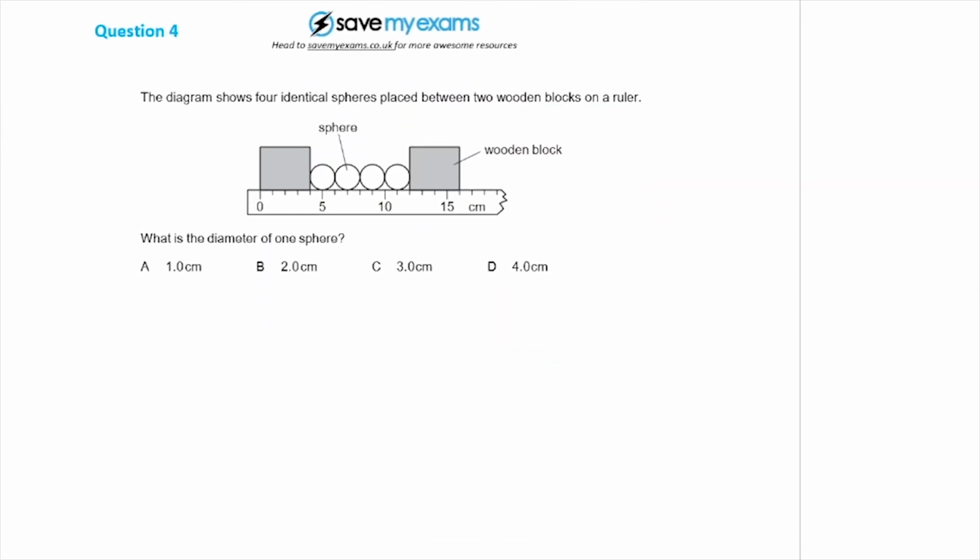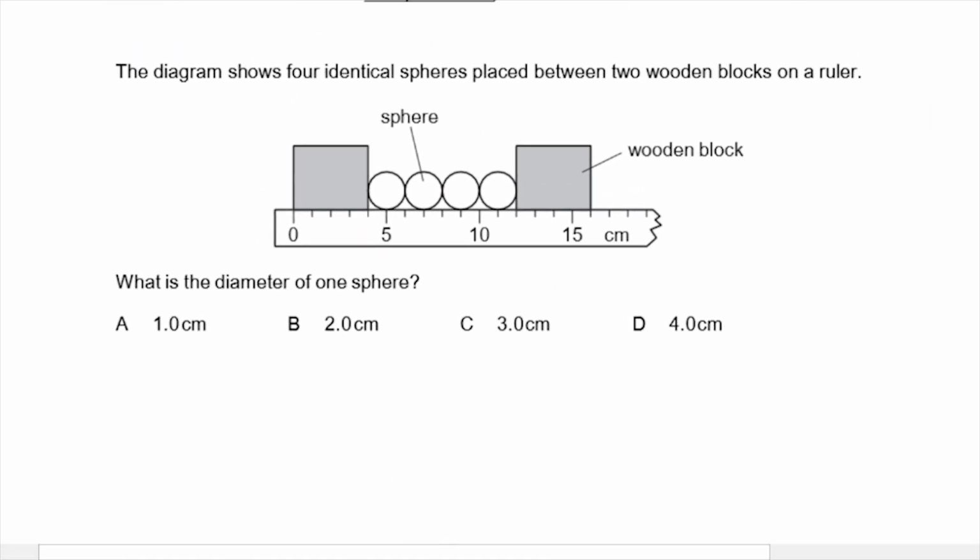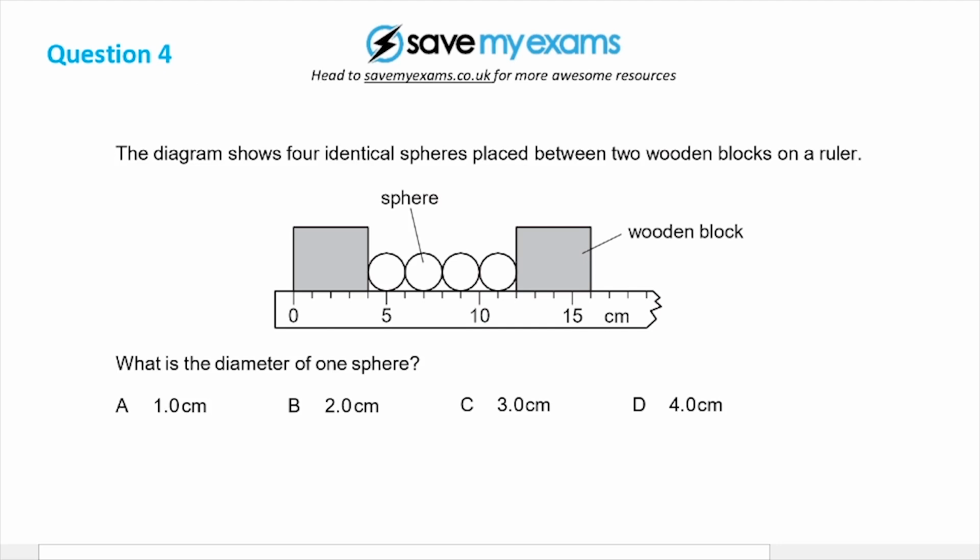So moving on to the next question. The diagram shows 4 identical spheres placed between 2 wooden blocks on a ruler. What is the diameter of one sphere? To find the diameter of one sphere, we can look down here at this meter rule. We need to know the least count. If you count 0, 1, 2, 3, 4, 5, 6, 7, 8, 9, 10, this ruler is increasing by 1 centimeter.